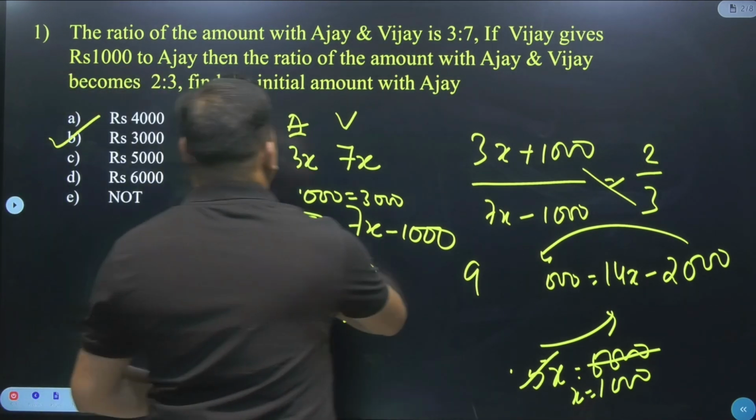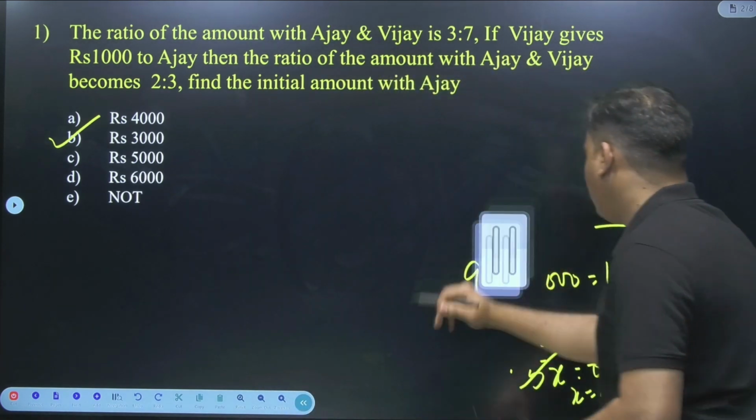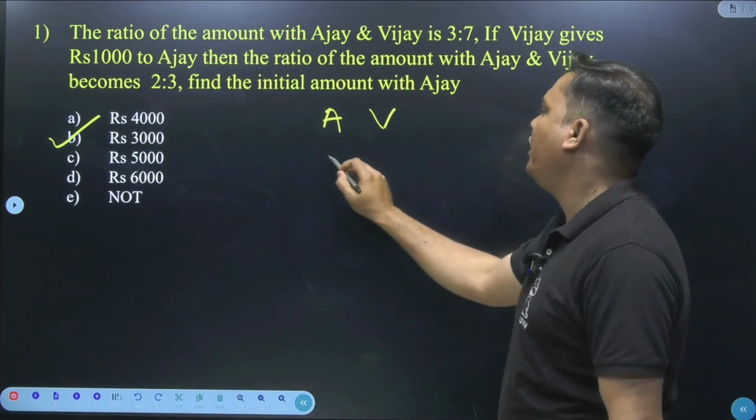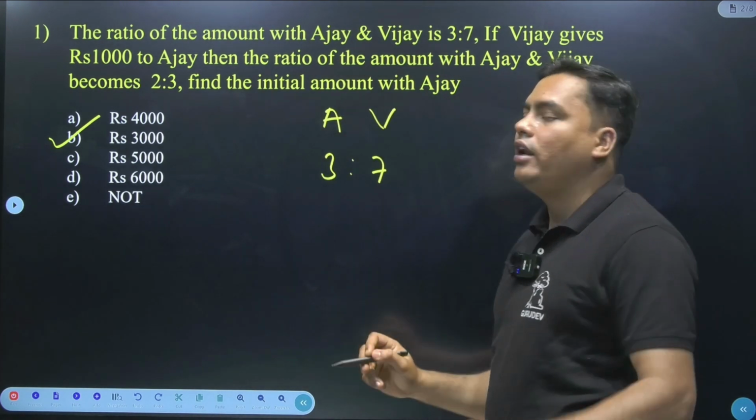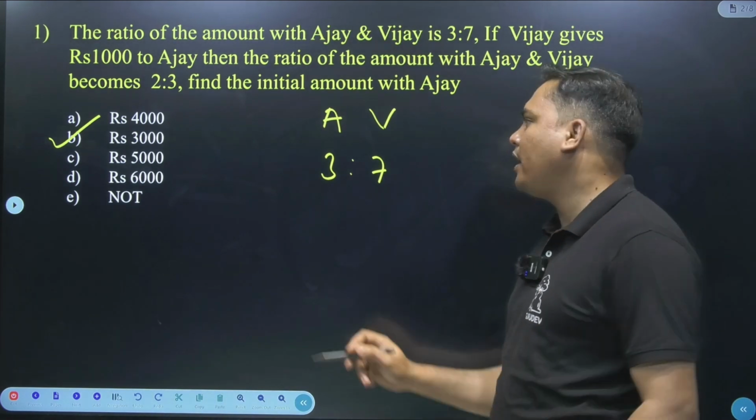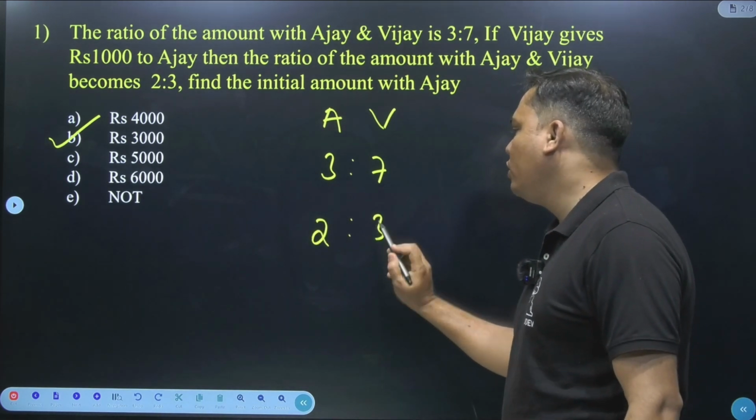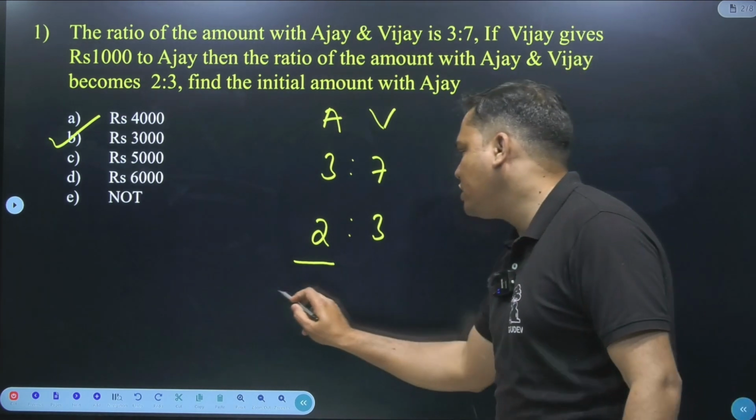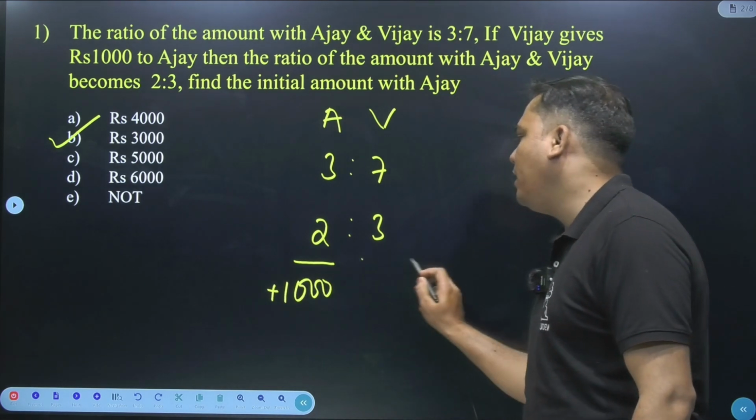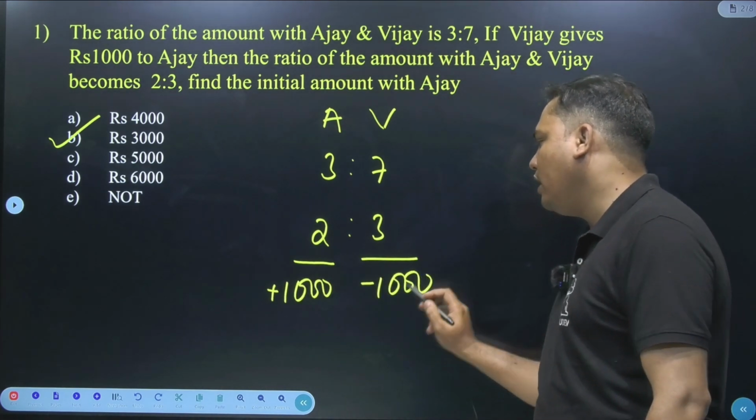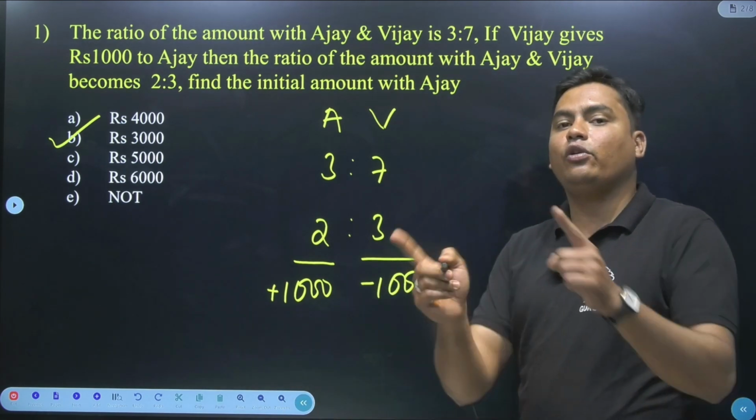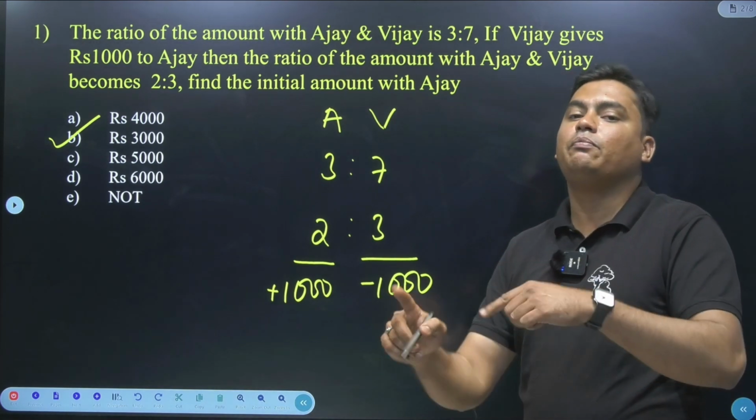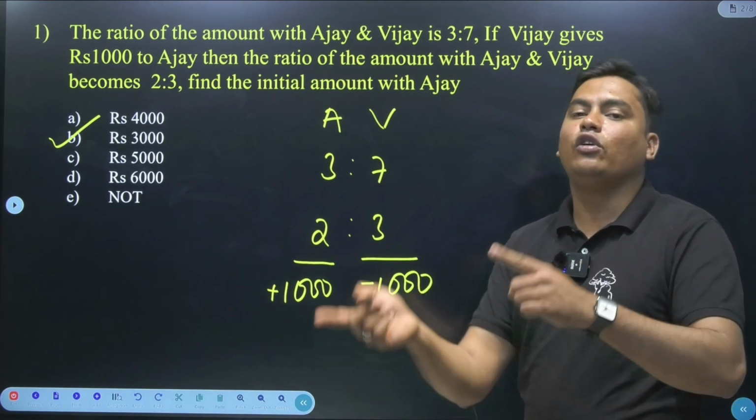In cross multiplication, first we'll be writing the ratios. Ajay and Vijay. What was the ratio of the initial amount? 3:7. When something has been added and something has been subtracted, the ratio becomes 2:3. For Ajay it has been added, for Vijay it has been subtracted. So this will be plus 1000 and this will be minus 1000. Observe, one is plus and one is minus, so you will be adding the things. If both the signs are the same, you will be subtracting. If the signs are not the same, you will be adding.